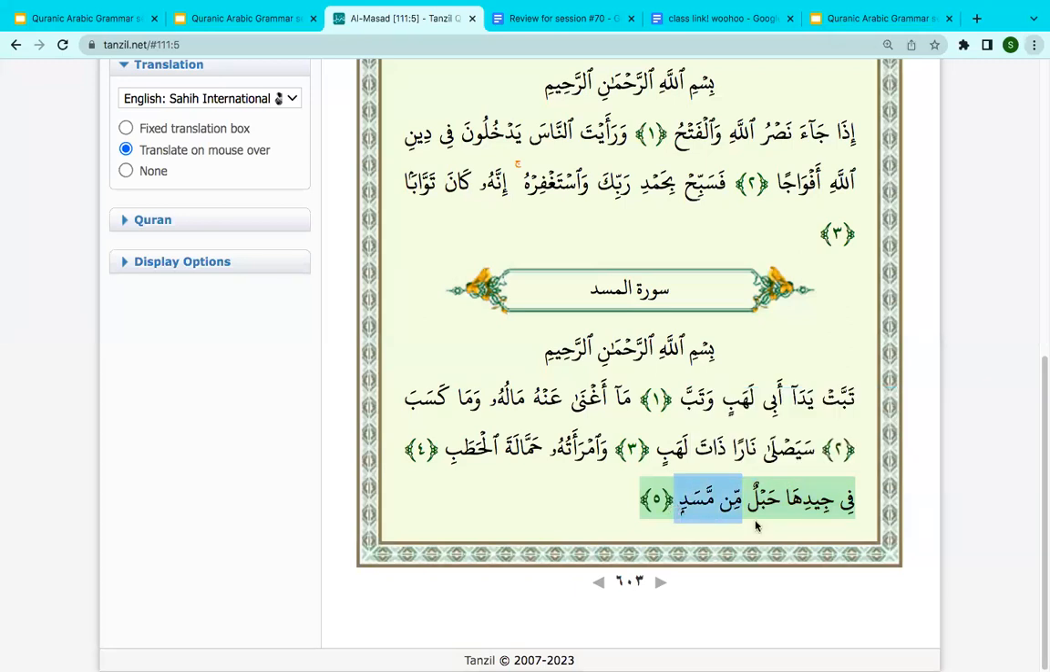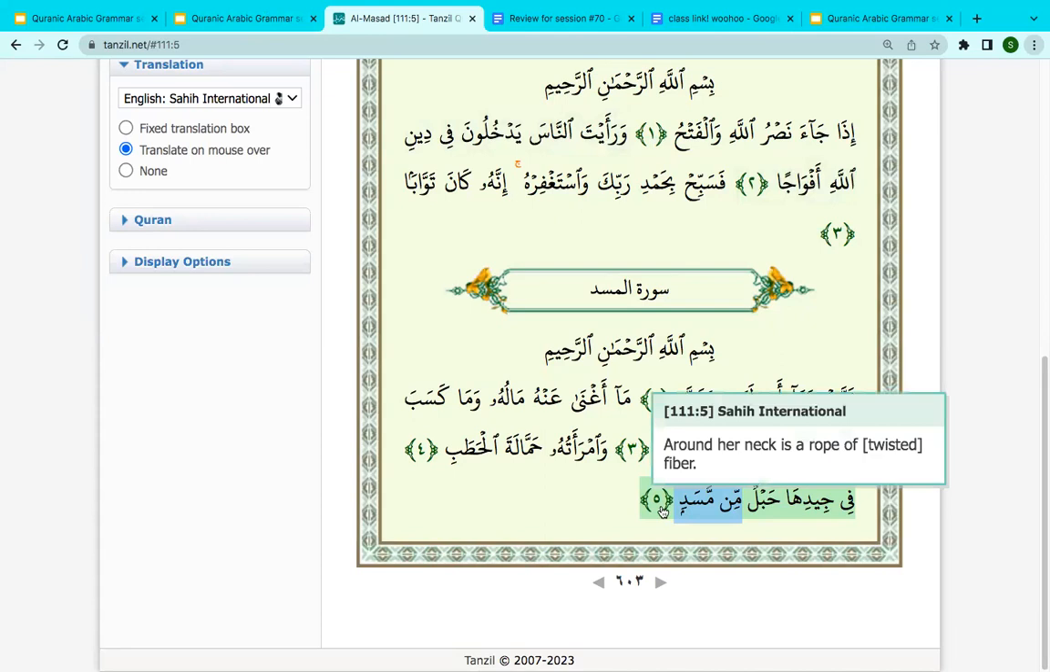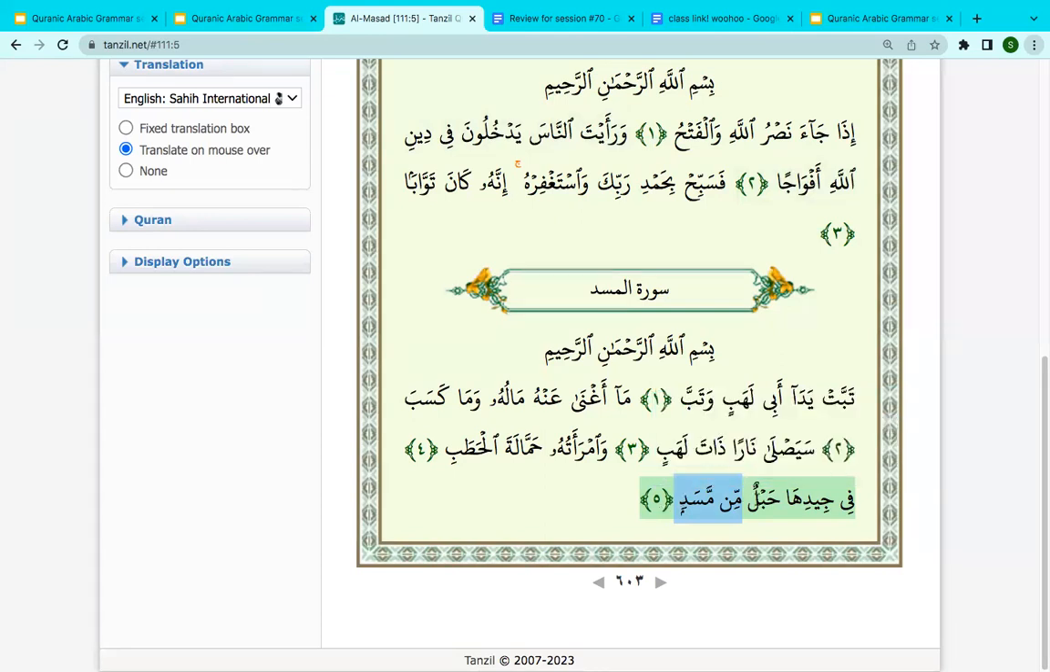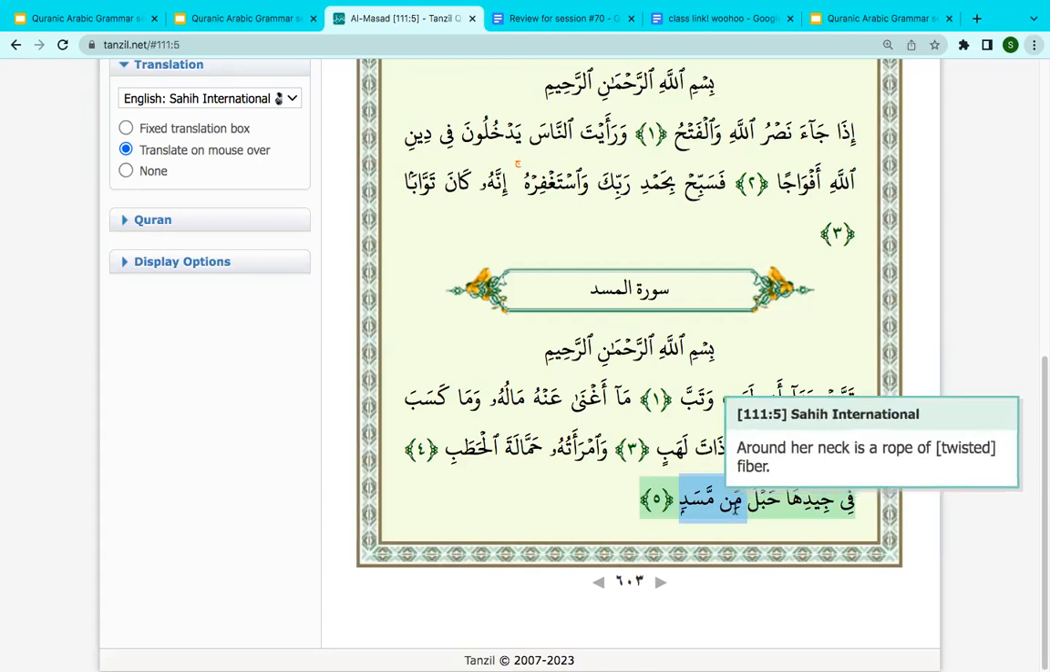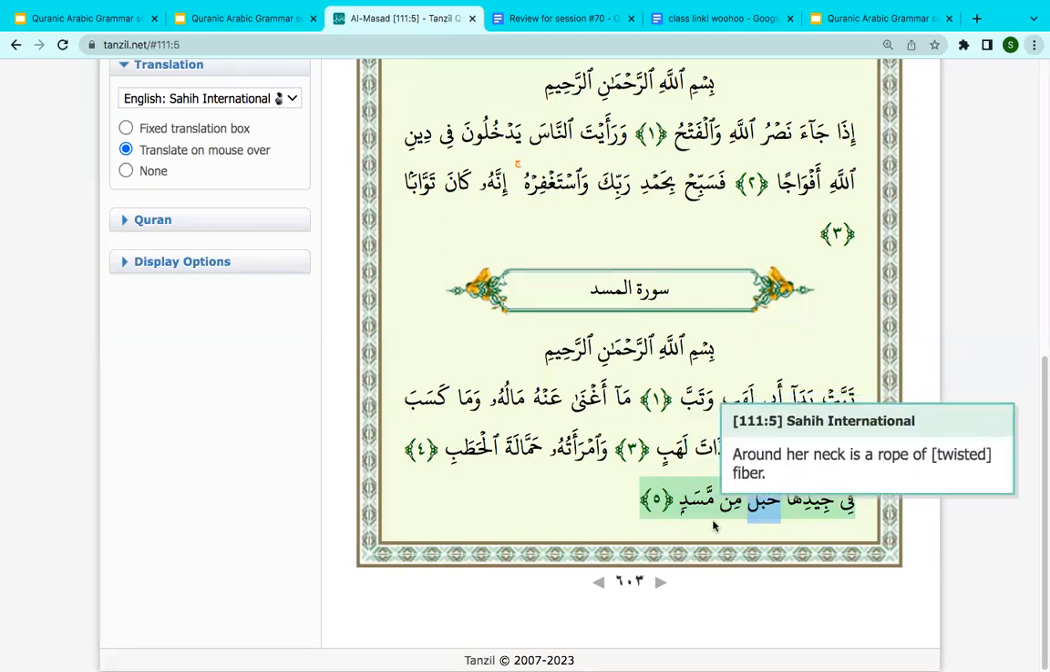sometimes if I tell you, hablum mim masad, so a rope of twisted fiber. This twisted fiber, what is it doing for hablun? I have not taught you this concept, but I just want to give you a beginning intro to that. Yes, see how sometimes you will see your sifa as jar wal majroor. In 100% of cases when you have a common ism followed by jar wal majroor, there will be a mawsoof sifa connection between them.